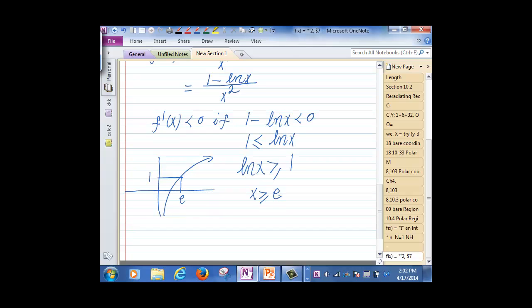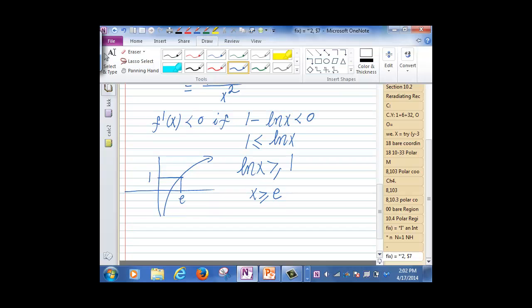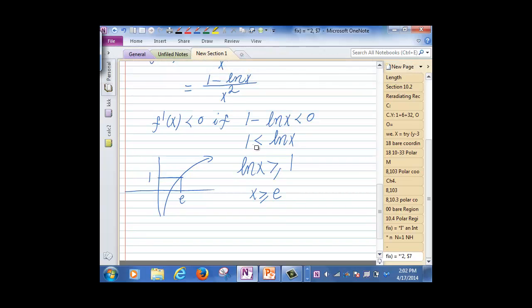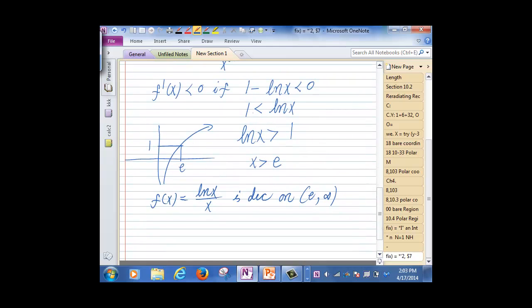Everybody is okay? Sorry, why did I use greater than or equal to? I don't want that, just strict inequality, okay? So what we know then is that now I could say that the function f of x, which is ln of x over x, is decreasing on what interval? E to infinity, right? And it's clearly the function is continuous, clearly the function is positive, right?